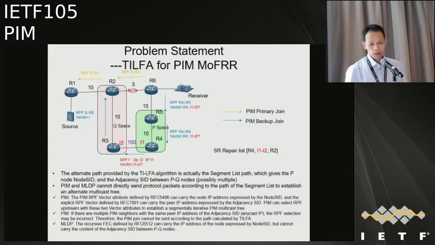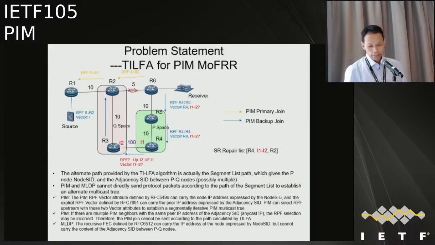Here, as just introduced, R6 can have a backup path through R4 and R3, and this can be done in unicast by an explicit repair list: R4 and interface 1 to interface 2, and then target R2. But the problem is that, sorry, I missed some background in MoFRR.